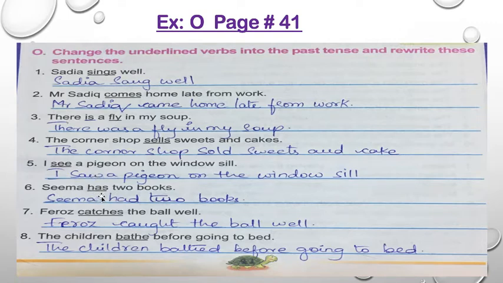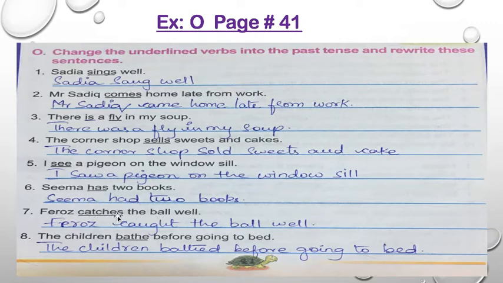Next, Seema has two books. So has is in present tense and we have to change it into past tense. Now let us see. Seema had two books. So has is changed to had. Okay, so underline had because had is the past tense of has.